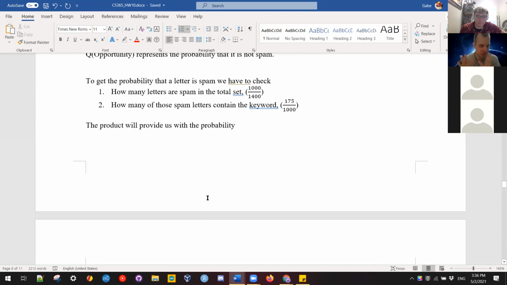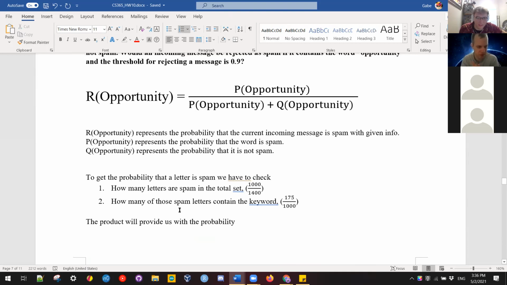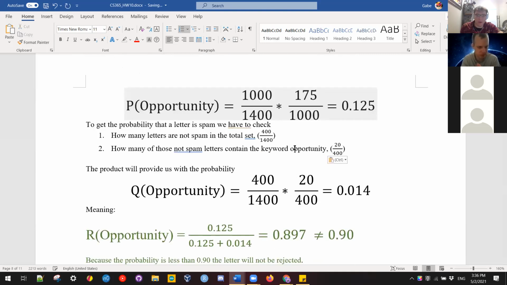Spam. Just, oh, did I? Sorry, just in case people get confused. Wait, where's the keyword spam? We meant keyword opportunity in spam. Yes, you are totally right. My bad. Keyword opportunity. So how many contain the keyword opportunity?